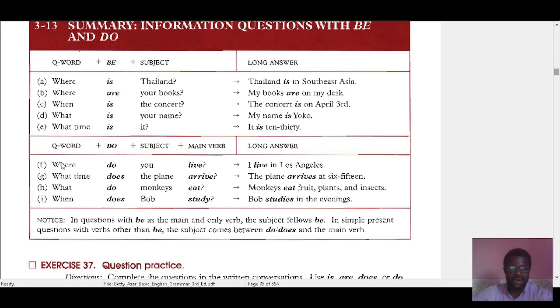So we have, where do you live? Here we've got the main verb, we've got the auxiliary verb or the helping verb, okay, or what we call verb be. So what time does the plane arrive? The subject is always in between when there is what? A main verb. So the subject comes in between the auxiliary and the main verb. What do monkeys eat? When does Bob study?